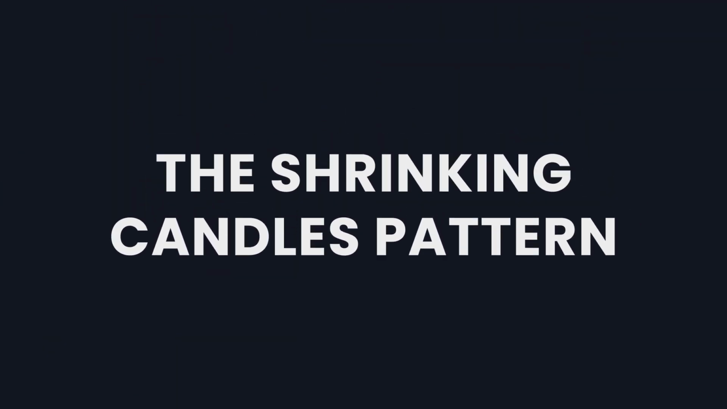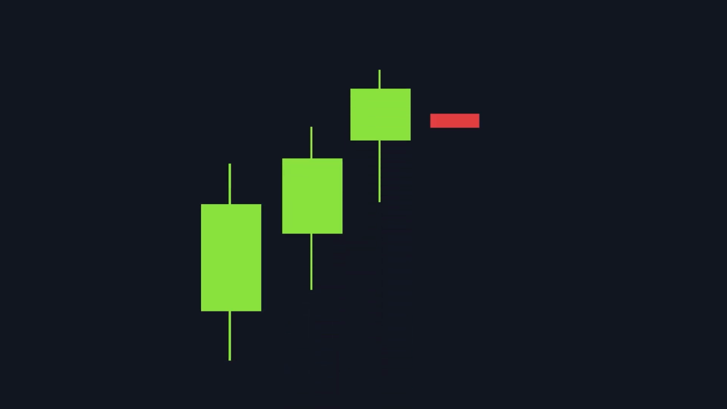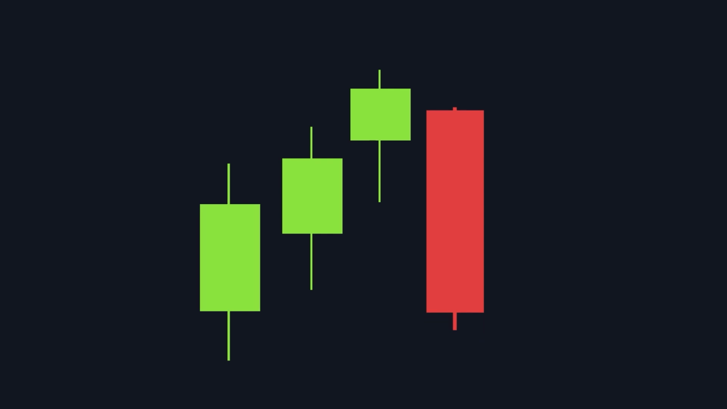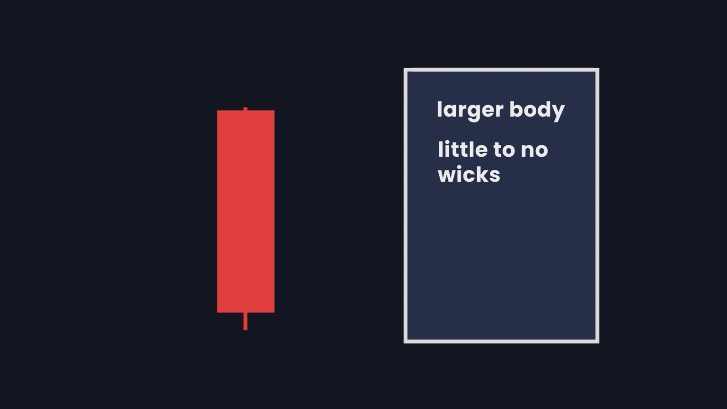The next one is the shrinking candles pattern. It consists of 3 consecutive candles with decreasing body sizes, signaling that the current trend is losing momentum. The fourth candle is a strong reversal candle that moves in the opposite direction, confirming the trend reversal. For this pattern to be effective, the shrinking candles should have progressively smaller bodies, showing that the initial trend is running out of steam. The reversal candle should have a larger body with little to no wicks, signaling strong momentum.